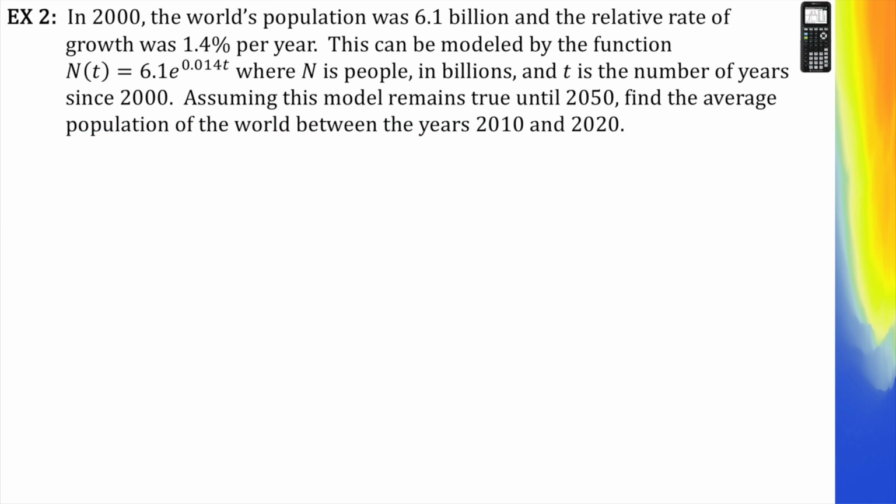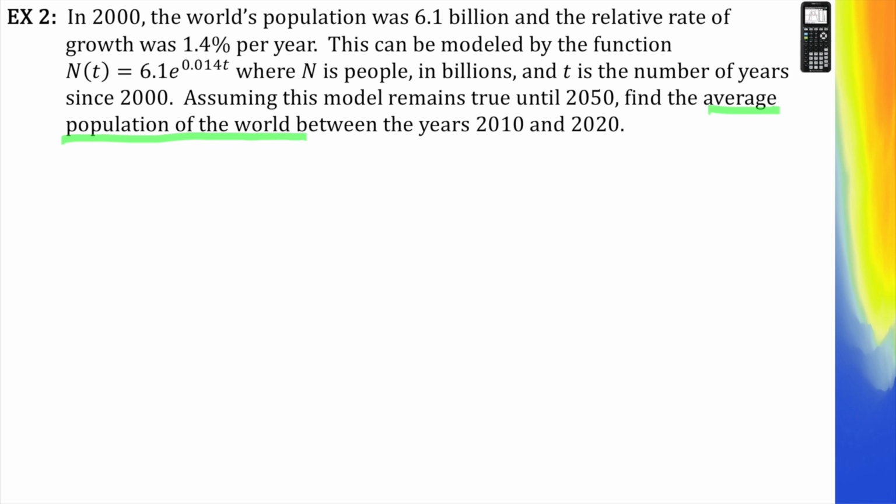Example 2. In 2000, the world's population was 6.1 billion, and the relative rate of growth was 1.4% per year. This can be modeled by the function N of t equals 6.1 e to the 0.014 t, where N is people in billions and t is the number of years since 2000. Assuming this model remains true until 2050, find the average population of the world between the years 2010 and 2020.